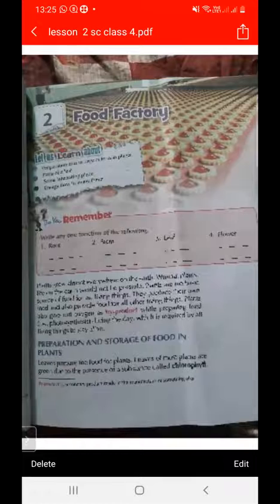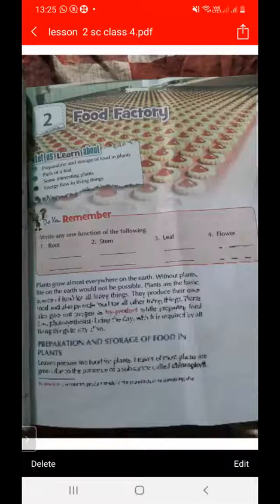In the second chapter, what do you mean by food and what do you mean by leaf? Firstly, we will know what is meant by food. Food is a substance that gives us energy to do work. And what is the function of food? Roots transport all nutrients.